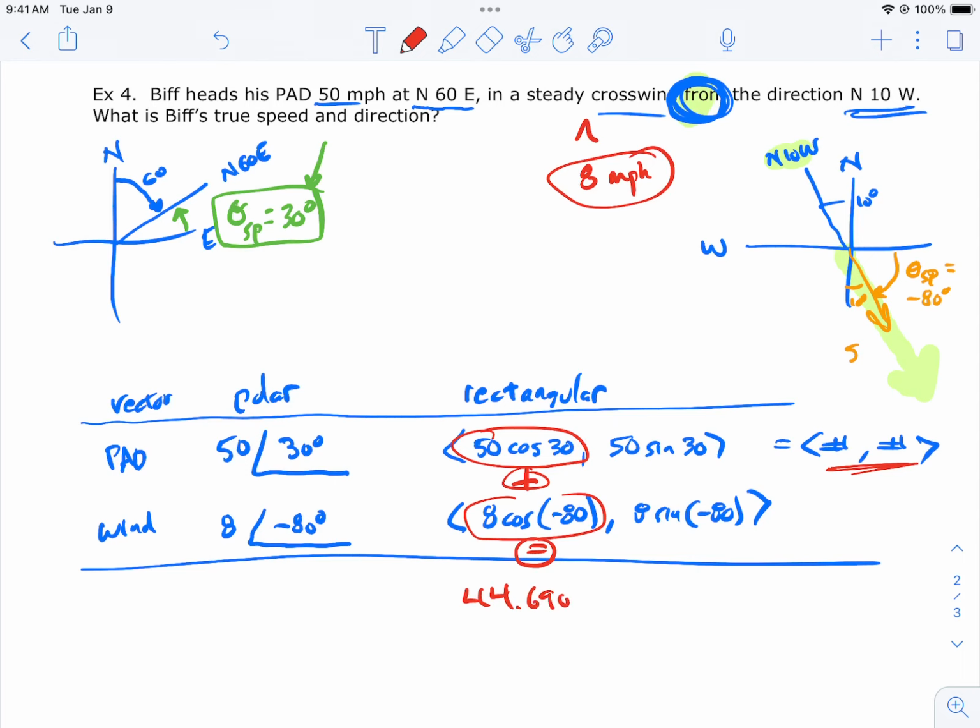44.690. I'm using 5 sig figs because I'm in the middle of a calculation. I'm still using 5. Over here on the y component side, I'm going to add the 50 sine of 30, close my parentheses, plus 8 sine of negative 80, close my parentheses, equals. And this is giving me a positive 17.122. Remember, in some sense, you just found the answer. The only problem is it's not the answer in correct form. We'd much rather have polar form. So we got to go over there and get polar form.